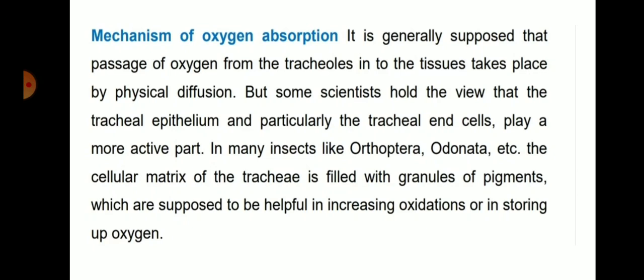Now, the mechanism of oxygen absorption: how is the oxygen absorbed? It is generally supposed that the passage of oxygen from the tracheoles into the tissues takes place by physical diffusion. But some scientists hold the view that the tracheal epithelium, and particularly the tracheal end cells, play a more active part in many insects like Orthoptera, Odonata, etc. The cellular matrix of the trachea is filled with granules of pigments which are supposed to be helpful in increasing oxidations or in storing up oxygen.